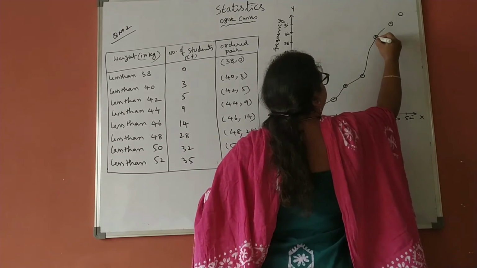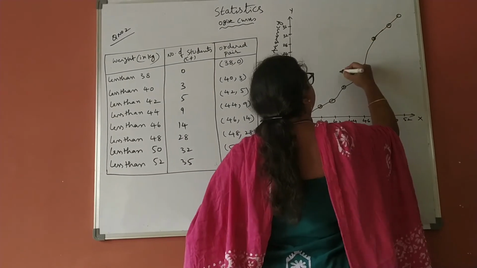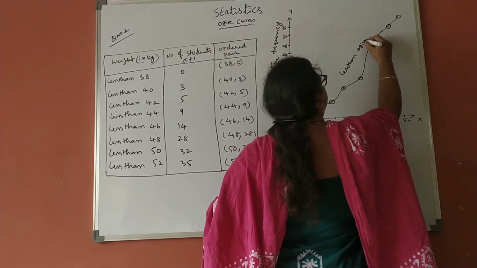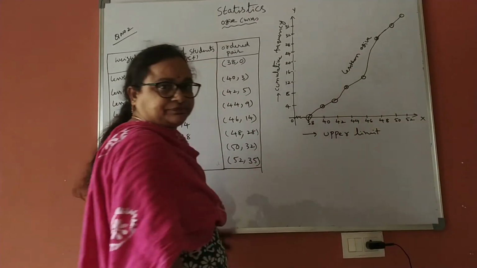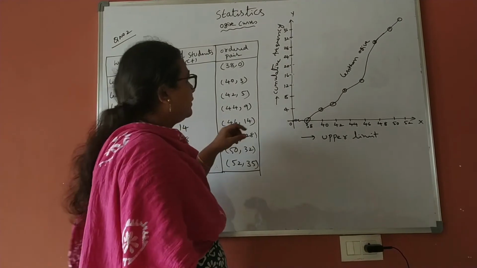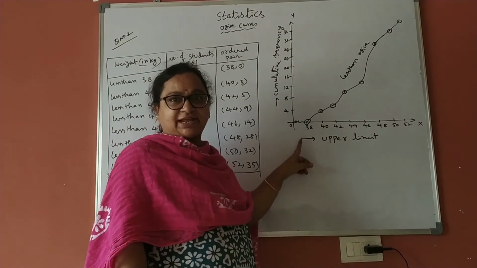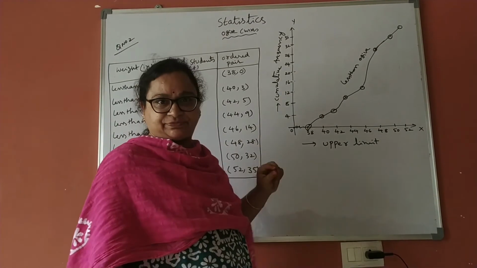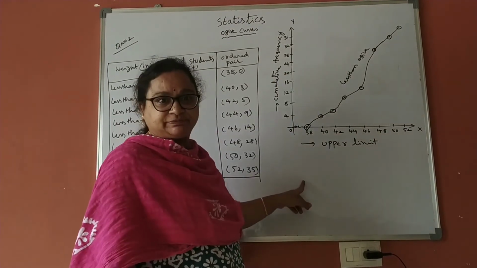It is a freehand curve. Less than ogive. Here I am not using graph sheet, children. If you are using graph sheet, you will get a nice curve. Okay, I am using a plain board here.